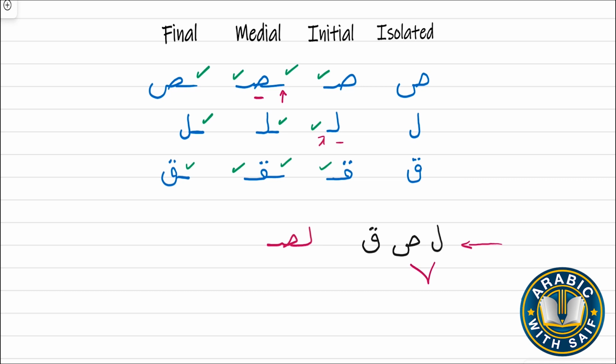Second, the relation between sad and qaf. If sad in the middle form, it can connect to any letter after. And qaf at the end can connect to any letter before. So all will get connected. And this will be the final form for this word. Let's read it. لصق. لصق means to paste something.